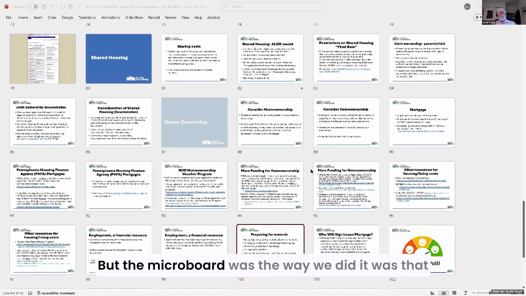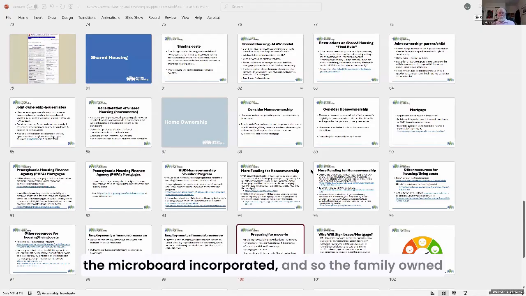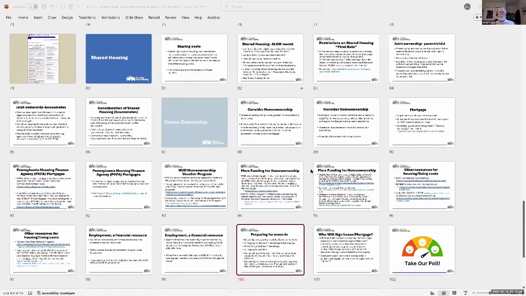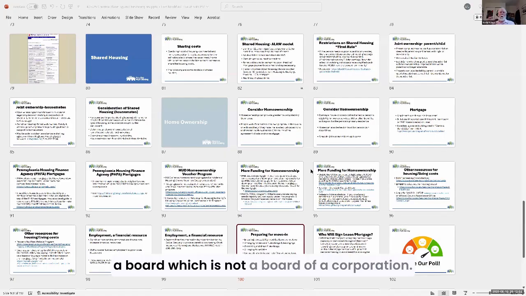But the way we did it was that the microboard incorporated, and so the family owned with a board. The family can own the property and have a board which is not a board of a corporation. In a microboard, we incorporated so that the board were actually board members of the corporation. The corporation could then rent the home from the family who owned the home, and the corporation became the service provider as a licensed group home, even though it served one person, but a 6,400 licensed home, and then got payments which included what are called waiver ineligible costs, which go towards housing.